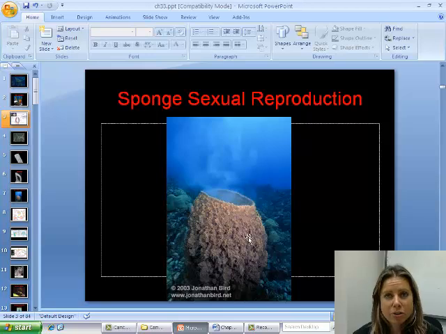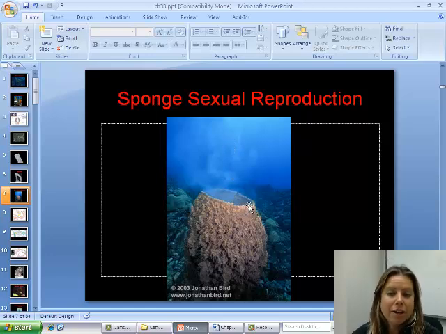Okay, now let's go to talking about how these guys reproduce. They can reproduce sexually or asexually. In this picture, you can see that they're reproducing sexually. And so what that means is they're going to produce gametes, male and female gametes, throw them into the water, and hope that they find the opposite sex. That's it. So you can see that's exactly what this one is doing. It's throwing all its gametes out of the osculum.